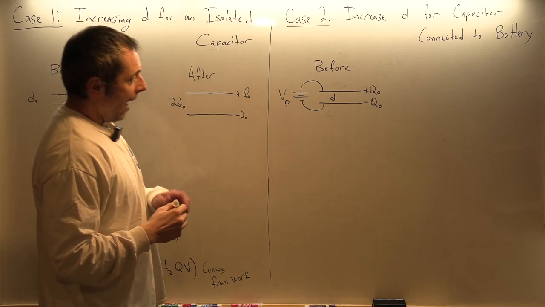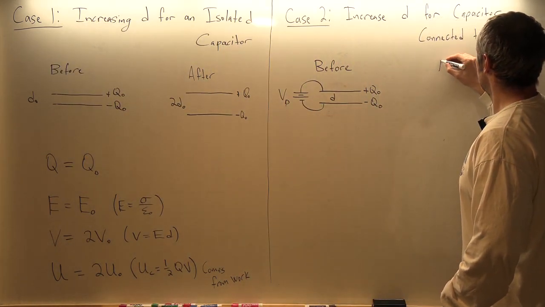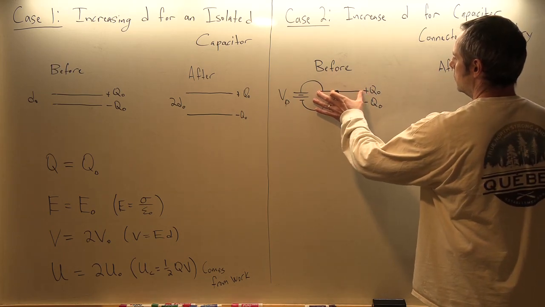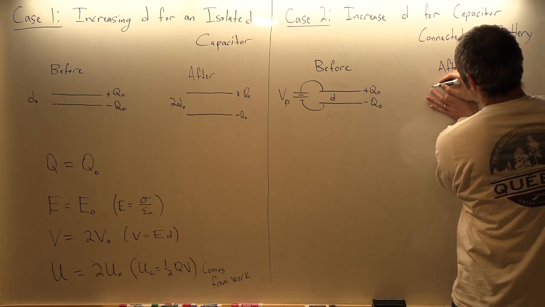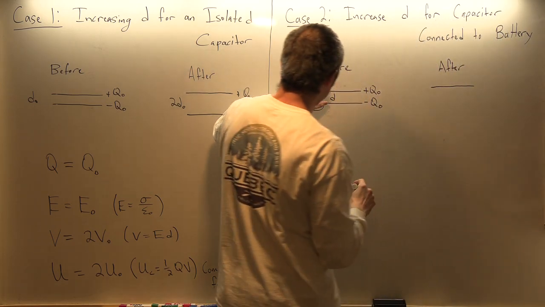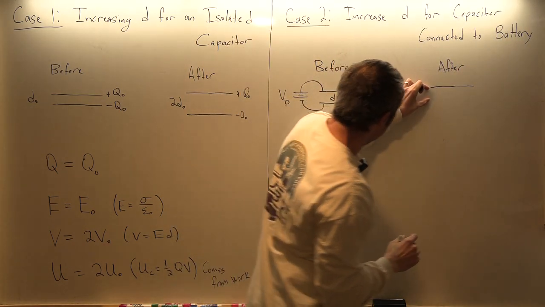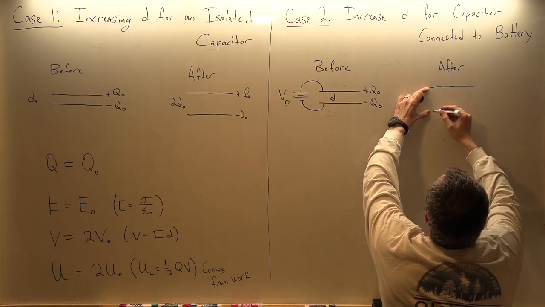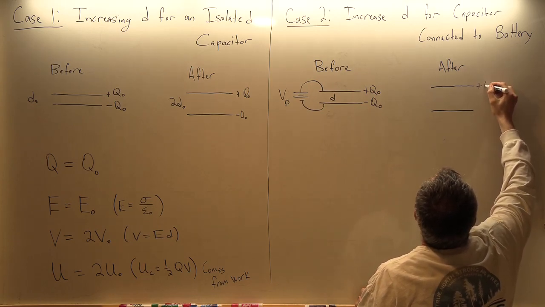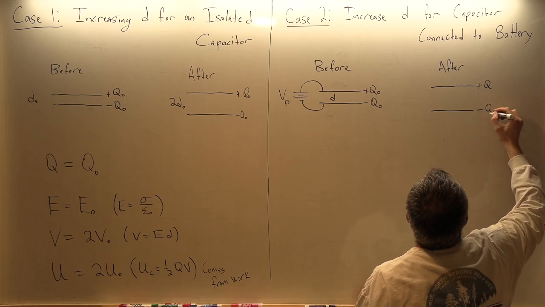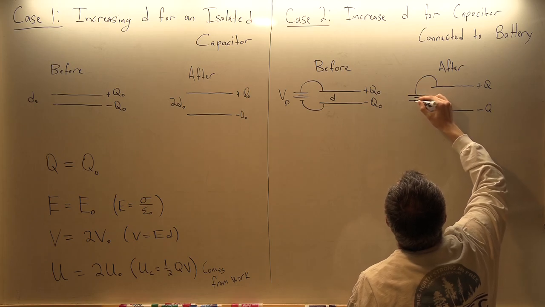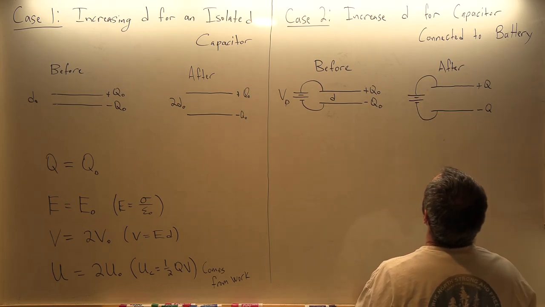Okay. After, what I have are the same plates, so they're like this far apart. Kind of crooked, but they're further apart, so like so, right? So further apart. Now, what is this new charge? Is it the same as before if we are remaining connected to the battery?